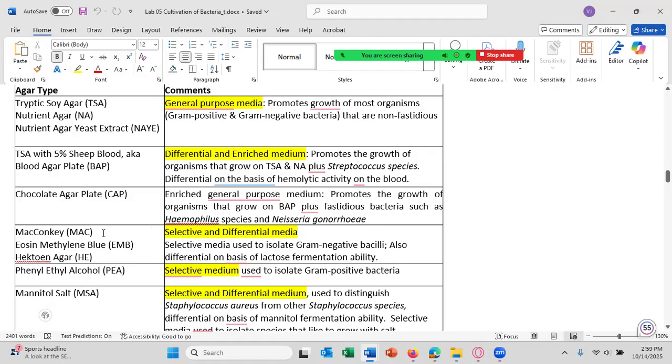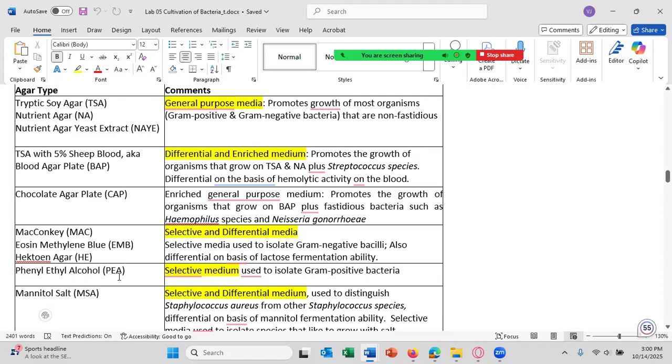McConkey's will be pink if it can ferment the sugar lactose. EMB, if it can ferment the sugar lactose, the media will either turn dark, almost a black color, or it can turn a metallic green color. And then Hektoen enteric agar, if it can ferment the sugar lactose, it will turn a salmon color. Salmon is a yellow-orange color.